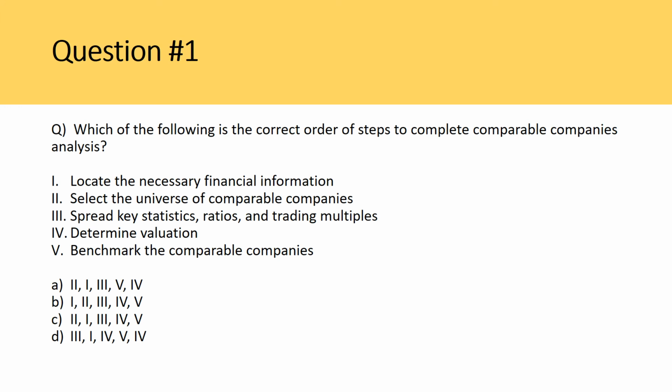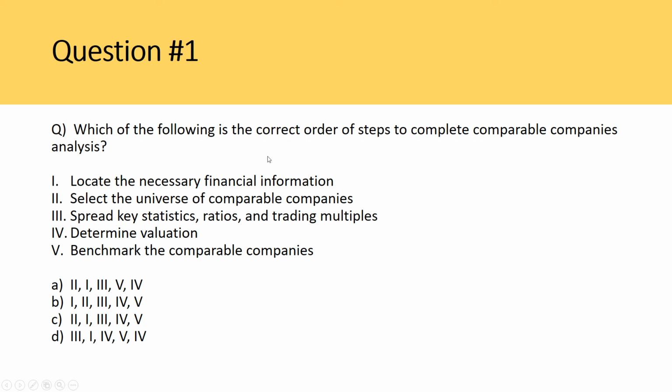So question 1, which of the following is the correct order of steps to complete the comparable companies analysis? So I'll give you some time. Now, the correct way is to first select the universe of comparable companies, right? You want to find out which companies you're comparing your target to. You then locate the necessary financial information. You then spread the key statistics, so you input all of that financial information and you calculate the different multiples that are necessary. You then benchmark the comparable companies and finally determine the valuation.